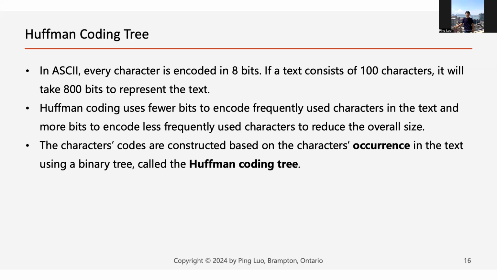So the last thing we will learn is an application of the binary search tree. It's called the Huffman coding tree. This is an example. For example, in ASCII, usually every character is encoded in 8 bits. So if a text is 800 characters, it would be 800 bits. It needs a lot of memory. But if we use Huffman coding, we can use the frequency to code these strings, and so use less memory to save all these characters.